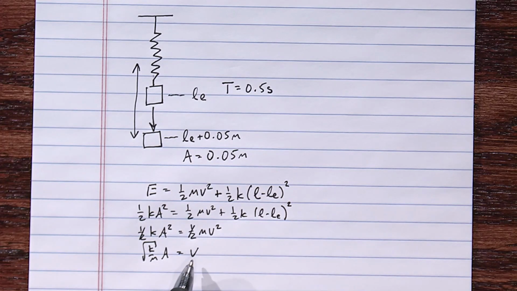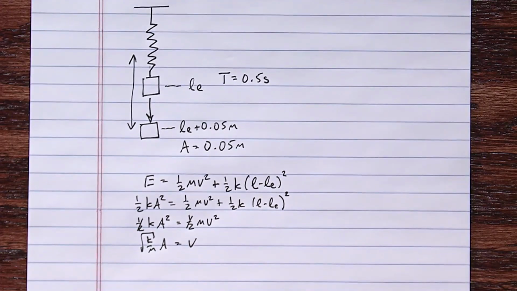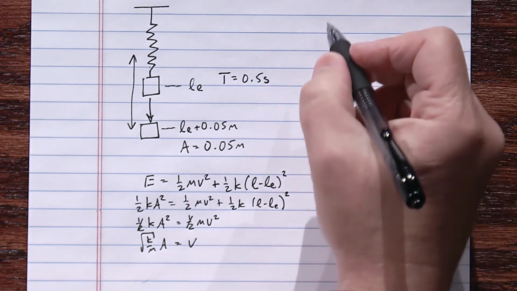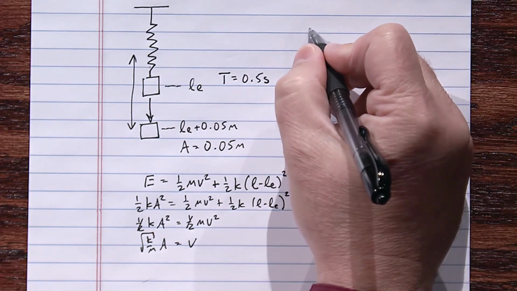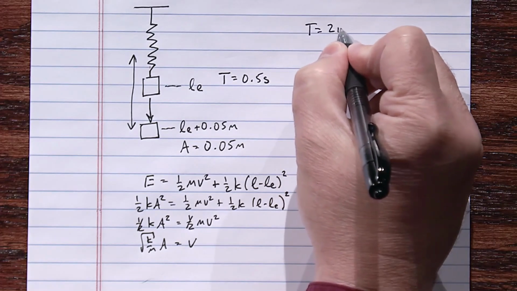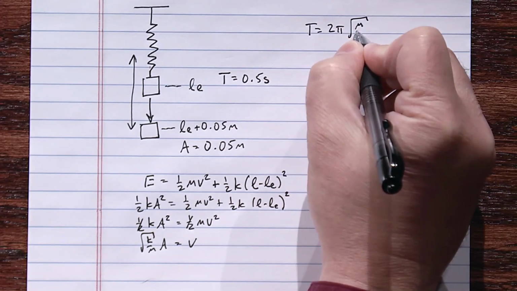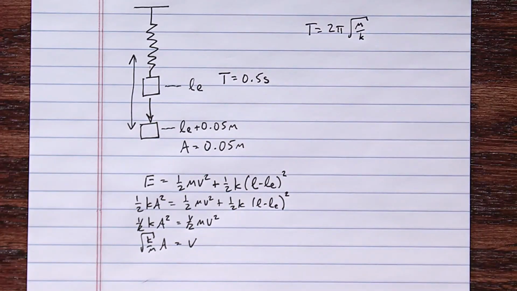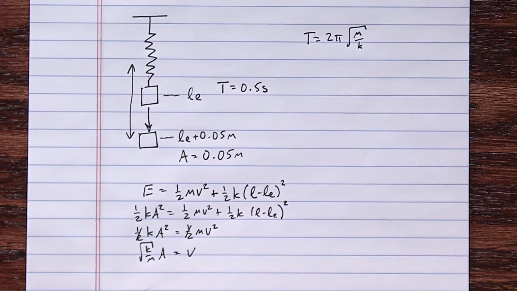So the speed at the equilibrium point is equal to the square root of the spring constant divided by the mass, square root of k over m, times the amplitude. But we don't know k over m. We do know the period. And we do know that the period is equal to 2 pi times the square root of m over k. The period is 2 pi times the square root of m over k.